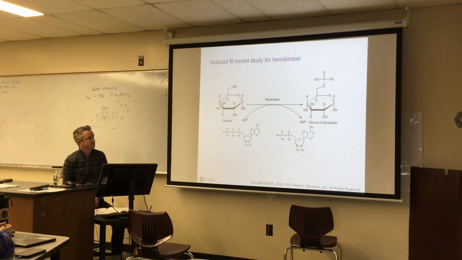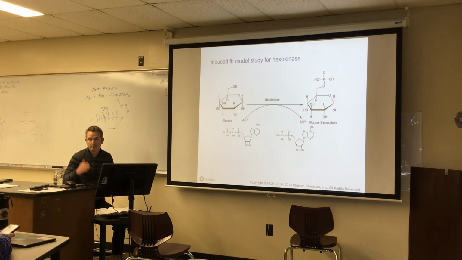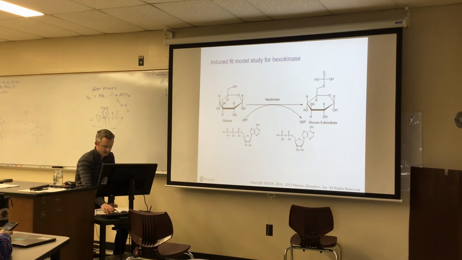Let's take a look at this induced fit model study for hexokinase. So hexokinase is an enzyme that catalyzes glucose to glucose 6-phosphate at the beginning of glycolysis. This happens in metabolic pathways in our body. And let's take a look at the three-dimensional conformations.